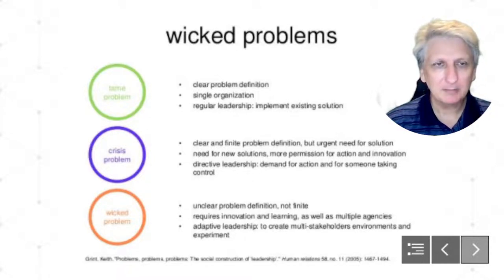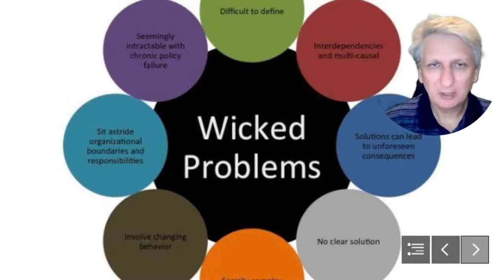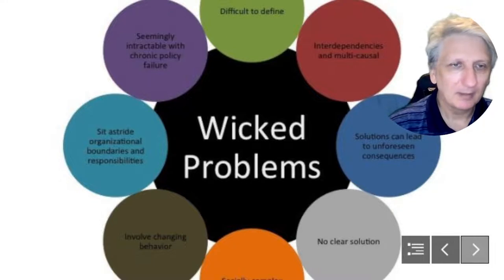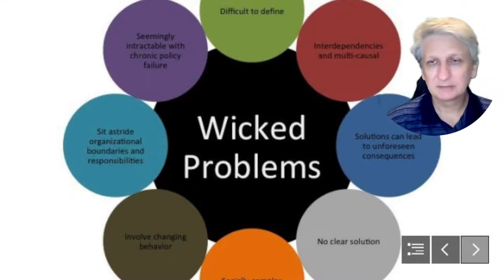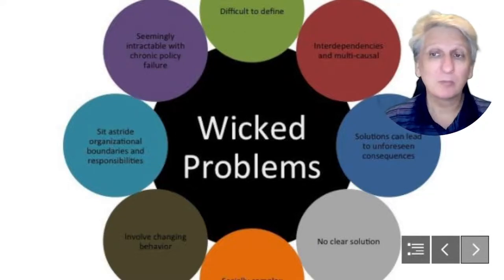So again, another way of presenting the three levels of problems, tame, crisis, and wicked problems. And again, some more aspects of wicked problems. Where they don't have any clear solution. They often are within organizational boundaries, so there's no one clear organization that is responsible for trying to solve the problem.